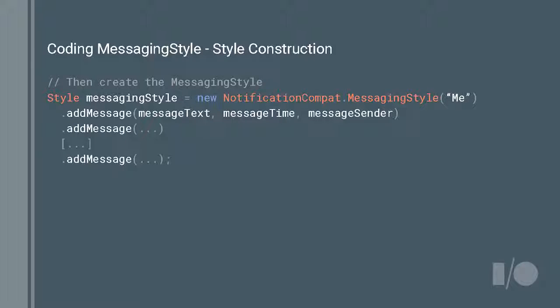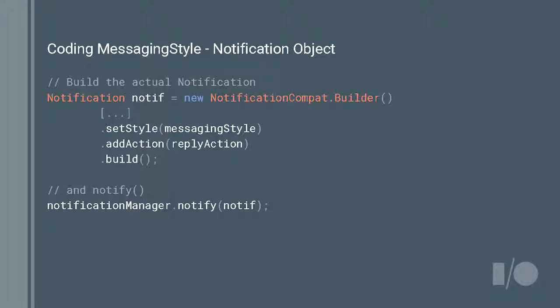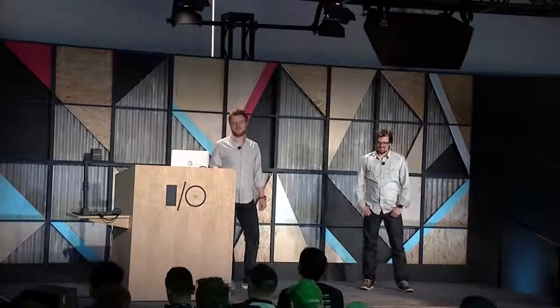Finally, you just need to build the notification itself. Build it as normal, set the style to messaging style, and add the action that I completely glossed over and call notify. That's really actually all there is to it. If you were paying attention, that's a little bit easier even than just adding 2 pictures to a notification in the first place.